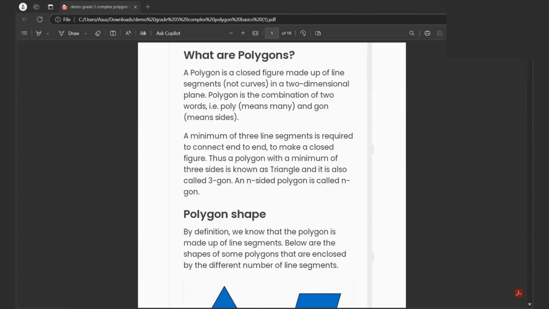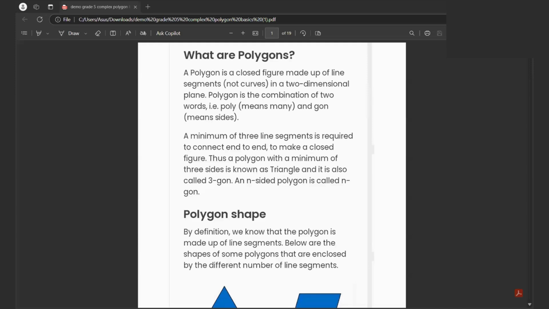Based on angles, we have three kinds of triangles. What are the names of those triangles? Acute triangles, right triangles, and obtuse triangles. Okay, very good. Now, tell me something about polygons.